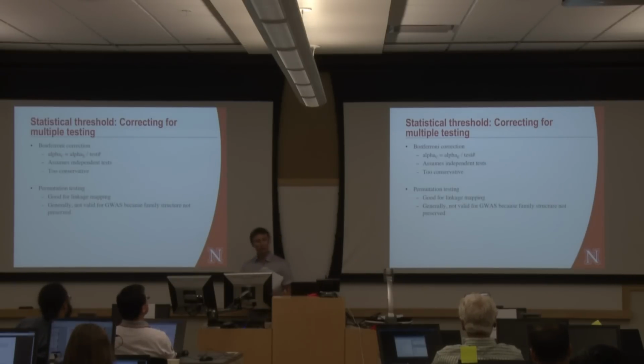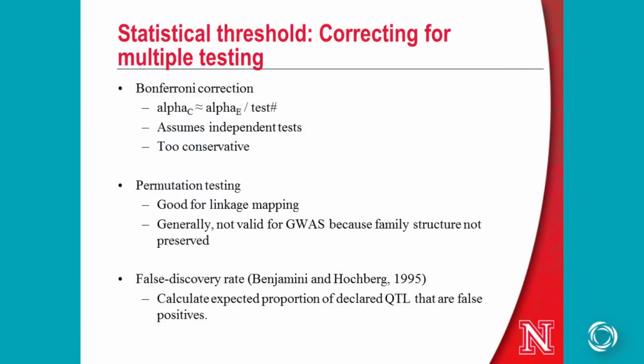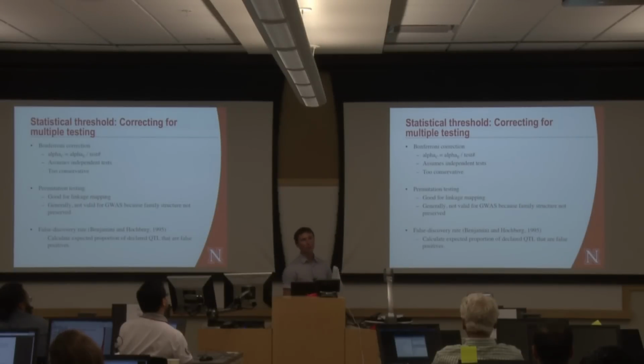An option used for QTL linkage mapping is permutation testing, but it's generally not valid for GWAS because you're not able to maintain the family structure when you permute the data randomly 1,000 or 10,000 times. Generally that's not valid, although there are some new methods being developed to deal with this issue. Another thing we can do is apply the false discovery rate, which was developed by Benjamini and Hochberg in 1995. Basically you calculate the expected proportion of your QTL that are actually false, and you just live with that false discovery rate. You say at this p-value, I know that 10% of my discoveries are actually false, but that's okay, I'm just going to live with it.